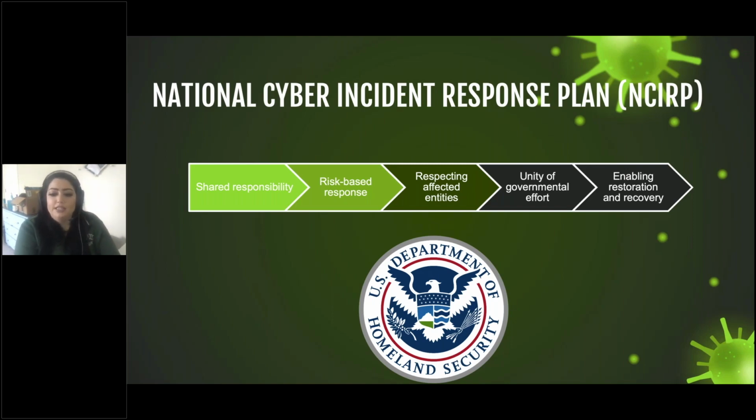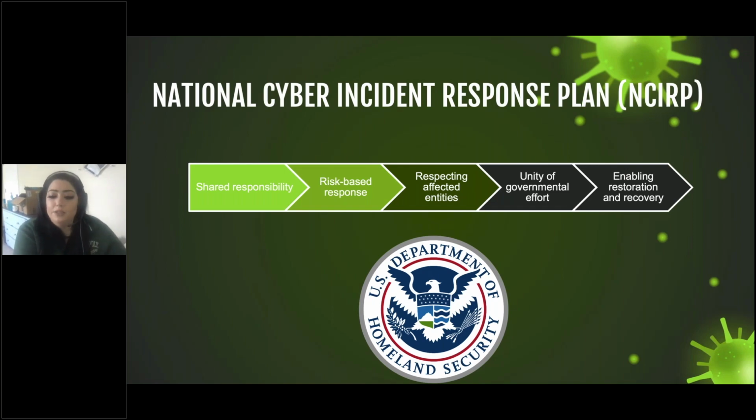This plan applies to cyber incidents, and more specifically, significant cyber incidents that are likely to result in demonstrable harm to the national security interests, foreign relations, or economy of the United States, or to public confidence, civil liberties, or public health and safety of Americans.